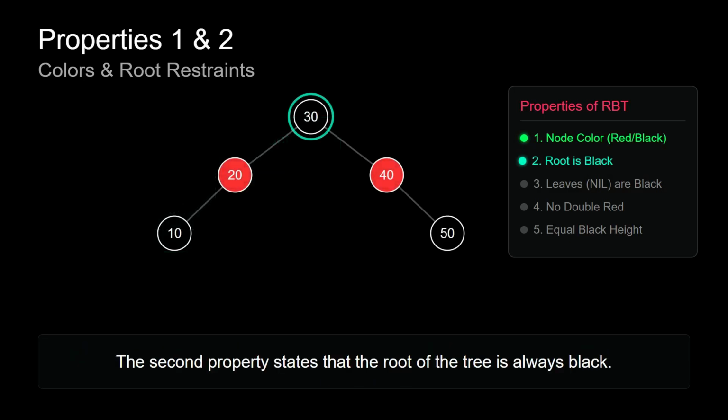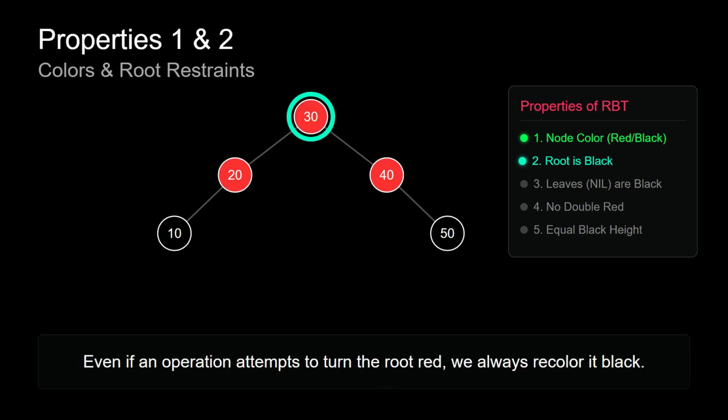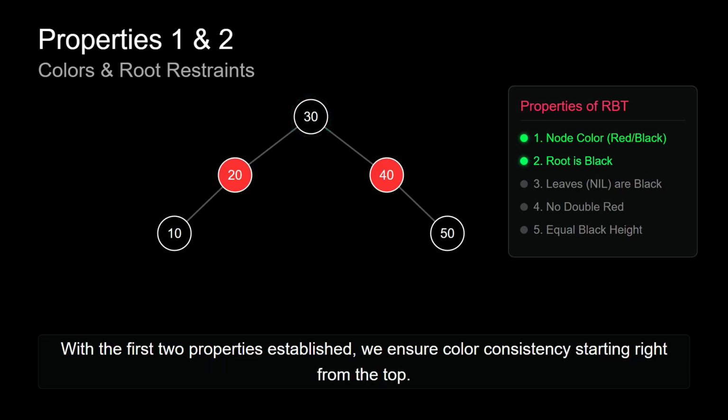The second property states that the root of the tree is always black. This rule simplifies balancing and prevents unnecessary recoloring at the very top of our tree. Even if an operation attempts to turn the root red, we always recolor it black. With the first 2 properties established, we ensure color consistency starting right from the top.